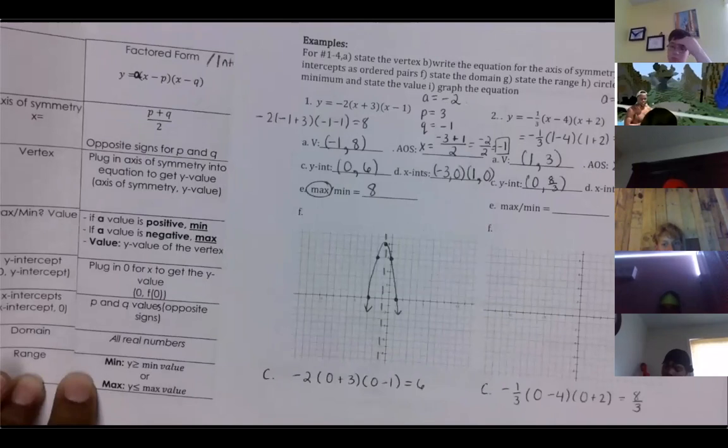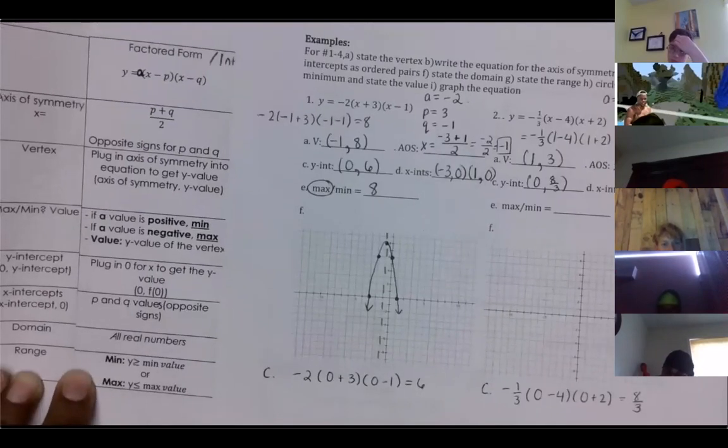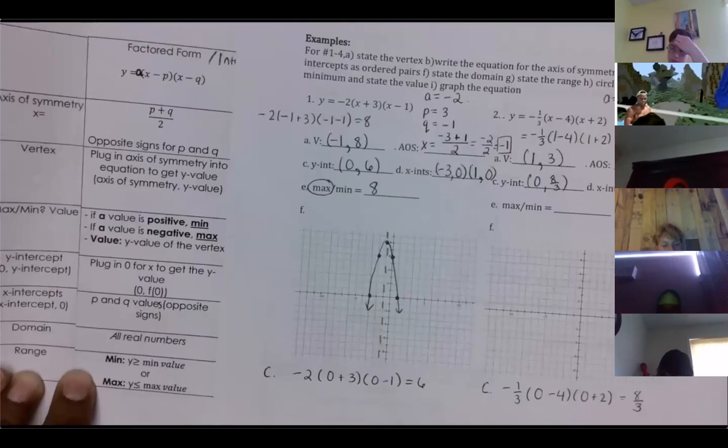All right, last part, maximum and minimum. Do I have a maximum or do I have a minimum? What do you think, JJ? Maximum. I agree. Why did you say maximum, JJ?